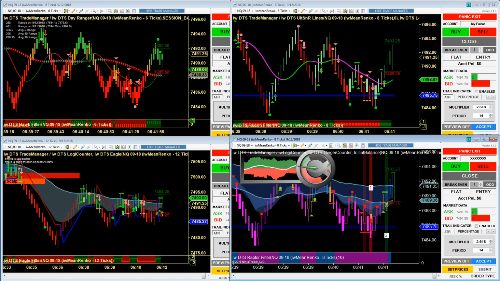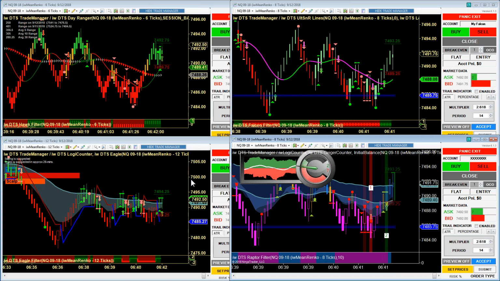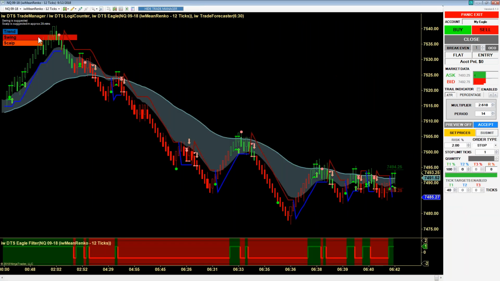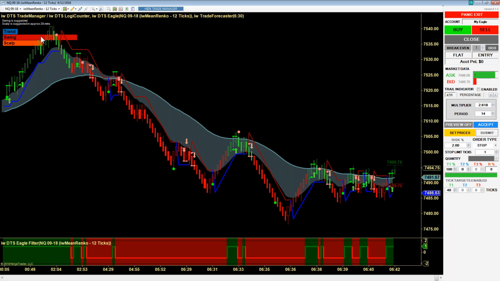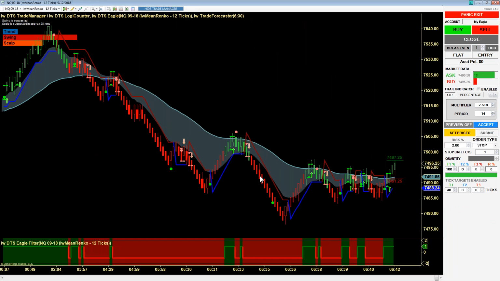Well, Trade Forecaster suggesting we are in swing mode and migrating towards scalp mode. So what does that tell us? That tells us that the moves are going to become a little bit more erratic, perhaps. Pullbacks maybe a little bit more frequent, a little deeper.